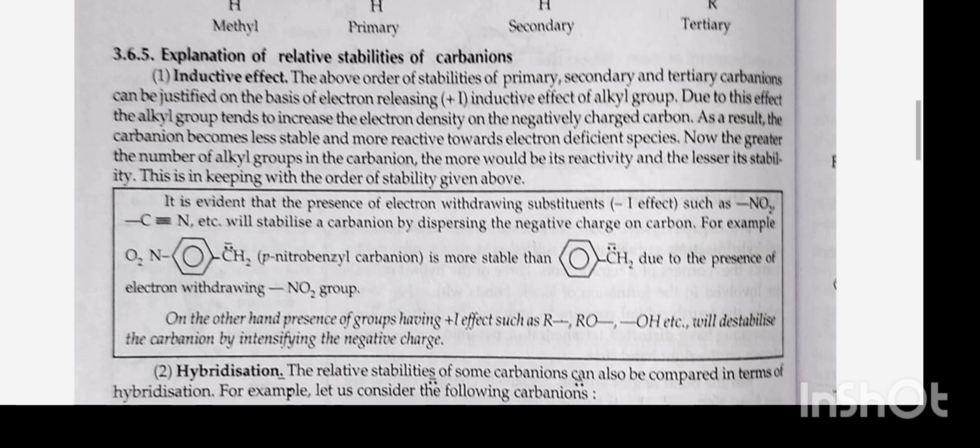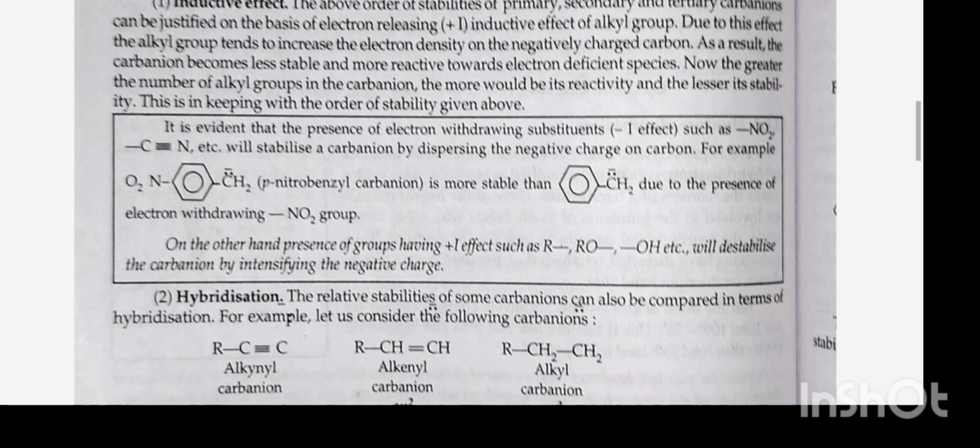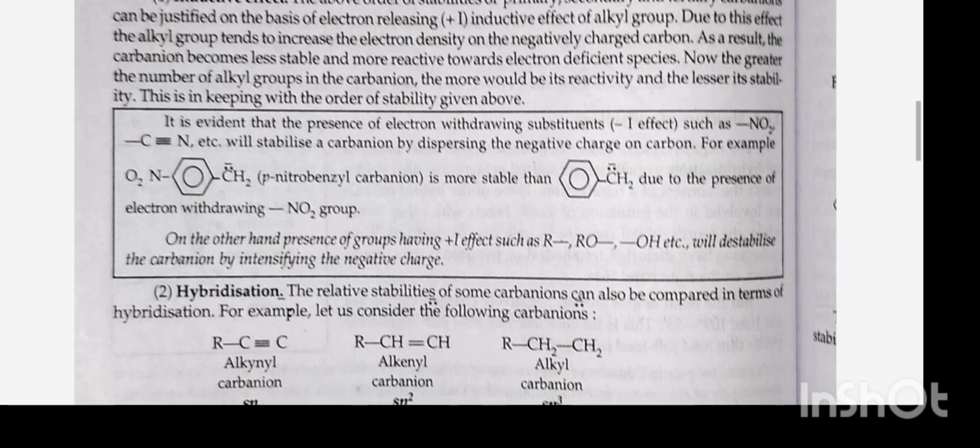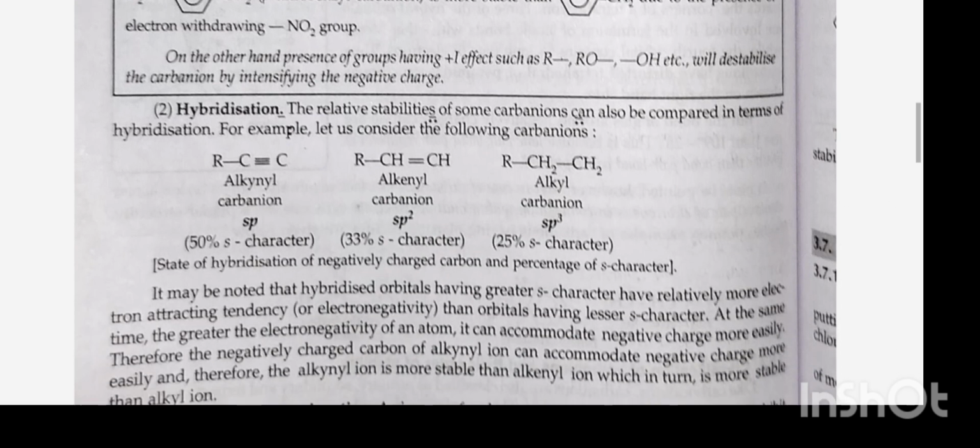It is evident that the presence of electron withdrawing substituents, minus I effect, such as NO2, cyano, etc., will stabilize the carbanion by dispersing the negative charge on carbon. For example, the para-nitrobenzyl carbanion is more stable than this one, due to the presence of the electron withdrawing NO2 group. On the other hand, the presence of groups having plus I effect such as R, RO, OH, etc. will destabilize the carbanion by intensifying the negative charge.